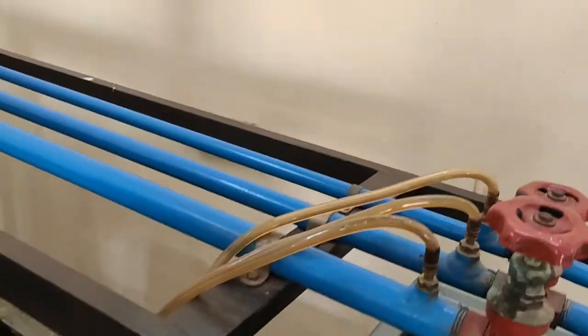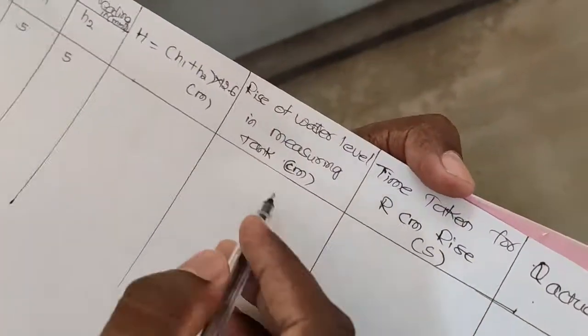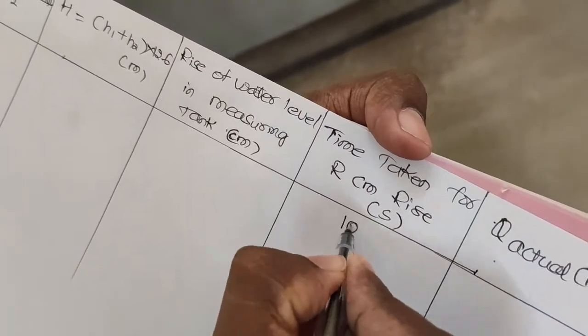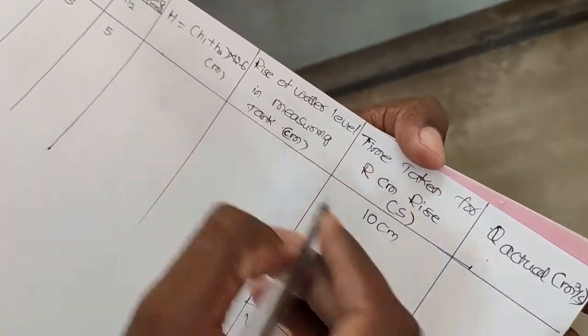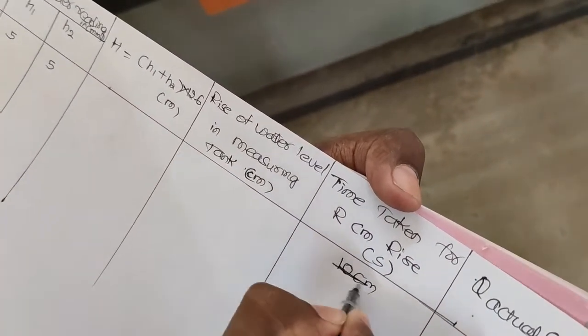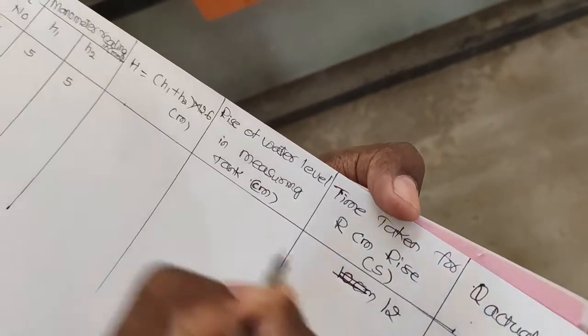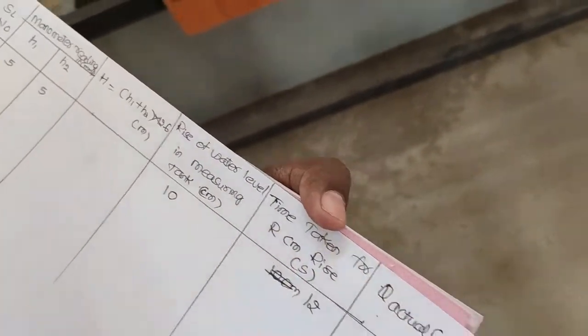So 12 seconds is the time taken for 10 centimeter rise. It is 12 seconds for 10 centimeter rise. Now you can go for the calculation part.